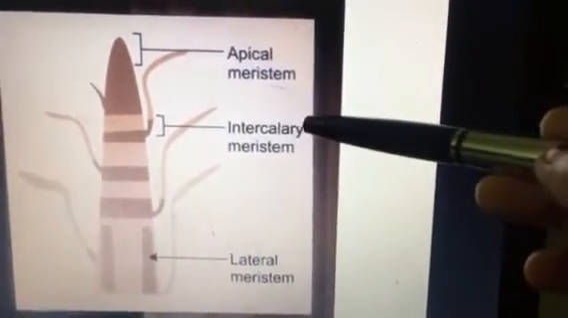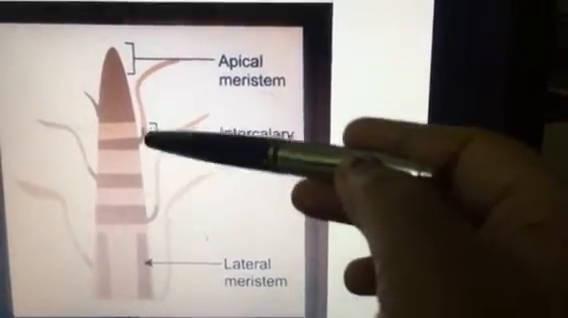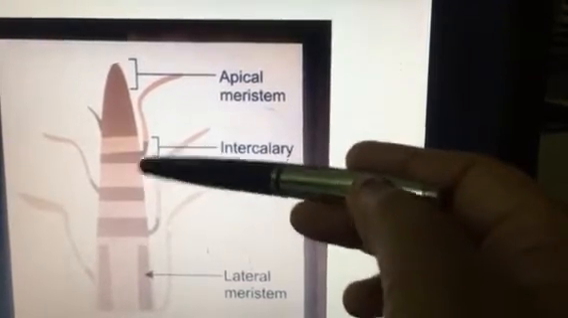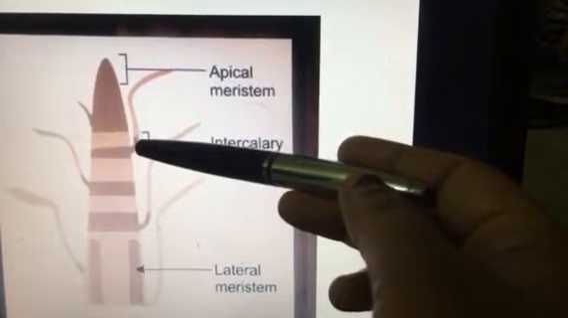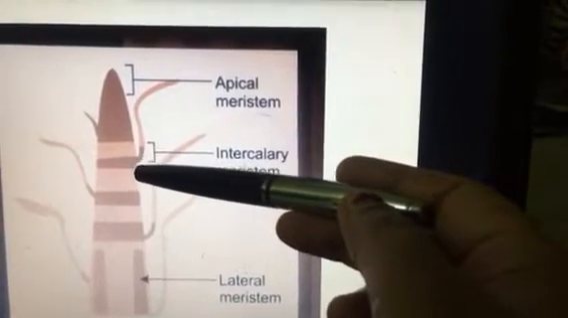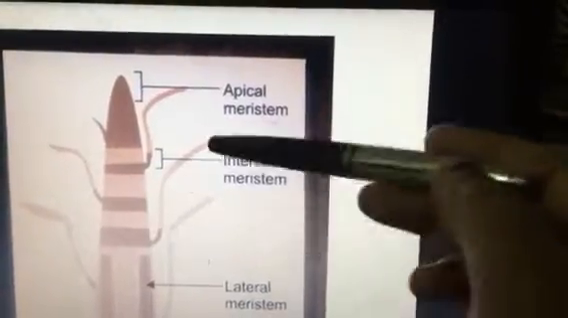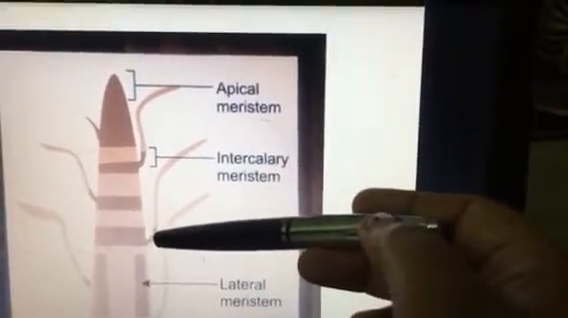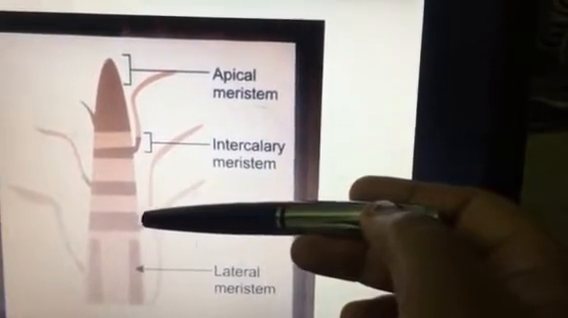Now coming over to intercalary meristem. By now you know what an internode is. This is the distance between the two leaves. It can be smaller, it can be larger. Sometimes it can be so small that you do not notice the two separate branches. Sometimes it is elongated, that's why you can see it easily, as in the case of this diagram.